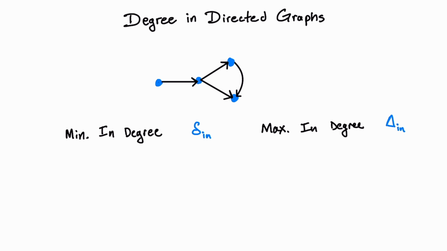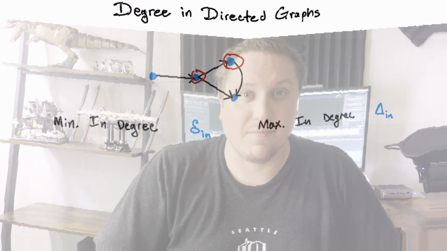Can you find the minimum and maximum in degrees in this graph? The minimum in degree is 1, and there are 2 nodes that have minimum in degree. This one and this one.